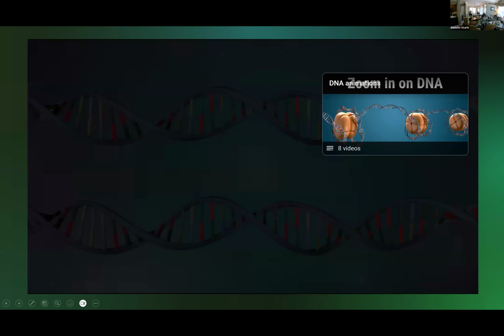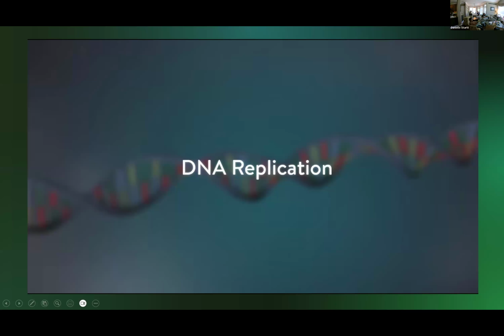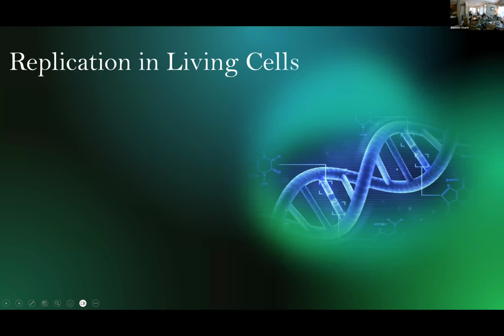So your lagging strand is made in chunks, right? And we call the chunks what? Okazaki fragments. Your leading strand is made kind of continuously, one by one, but your lagging strand is done in chunks. All right, so replication in living cells.